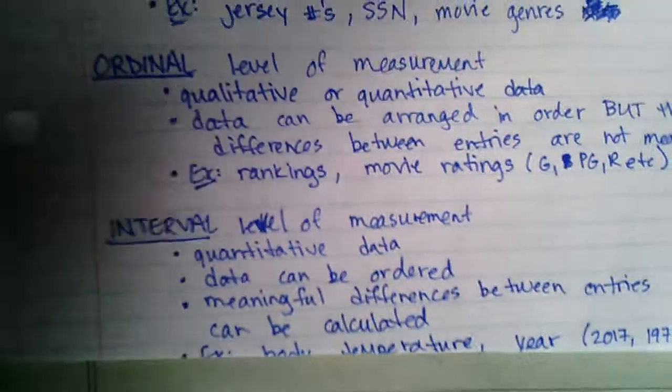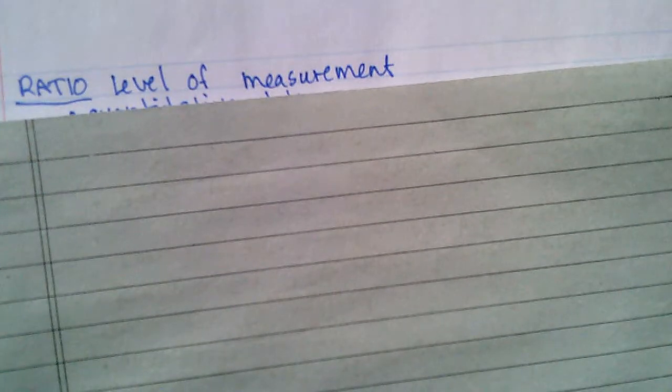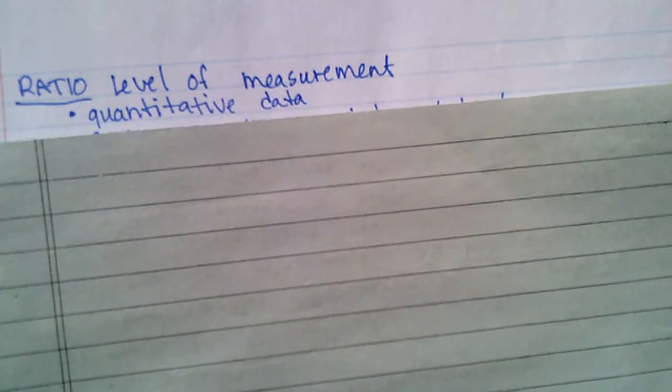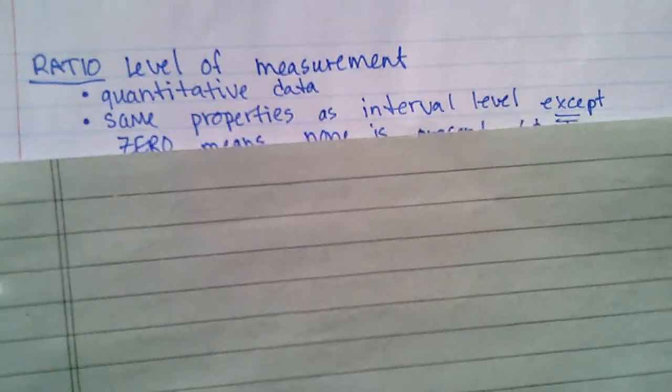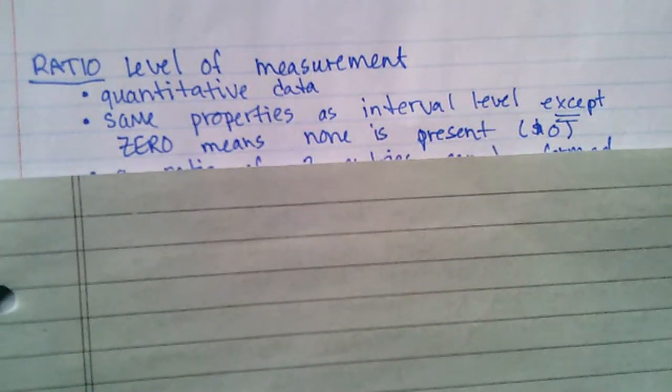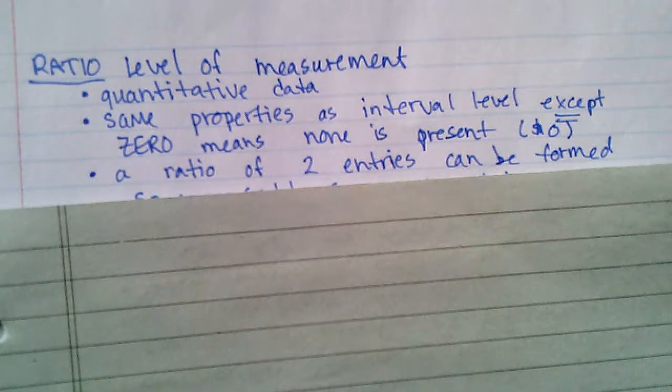Now we have one more level of measurement, and that is the ratio level of measurement. At the ratio level of measurement, we are going to be referring to quantitative data as well. It has all of the same properties as the interval level, except 0 means none of it is present. So if I have $0, that is not just a measurement of how much dollars I have. It really means I have no money, sadly.